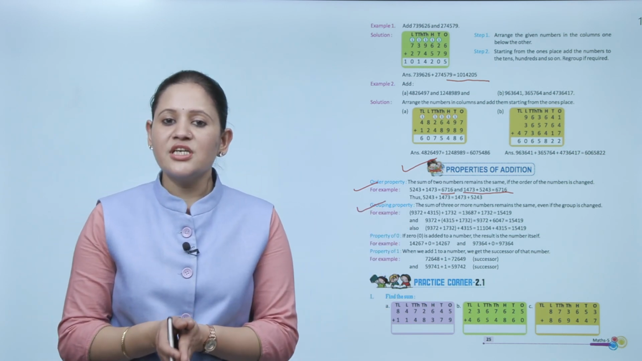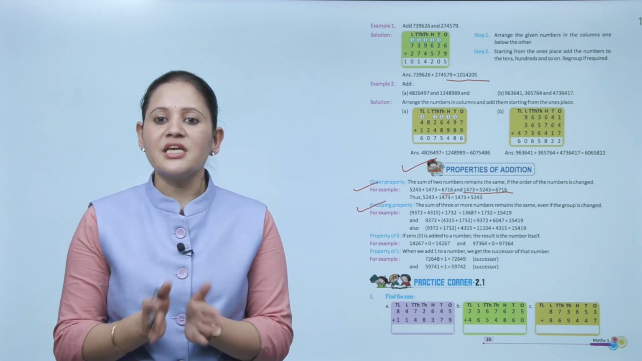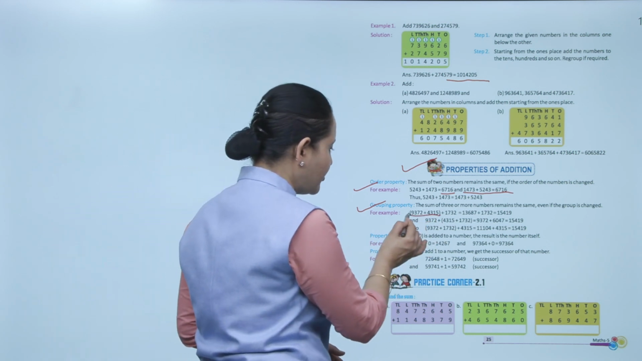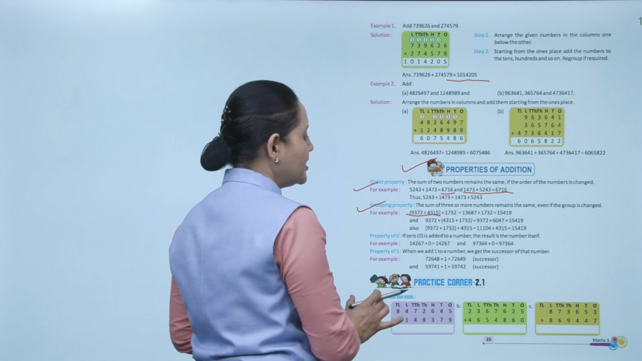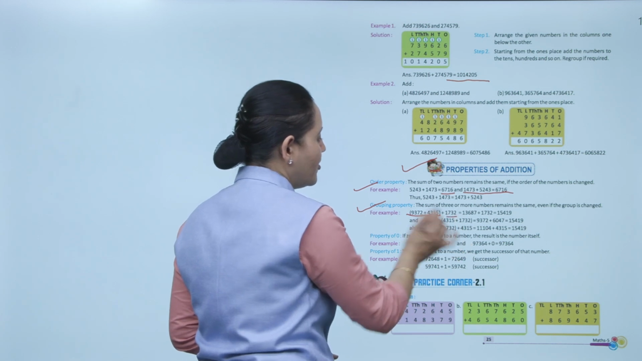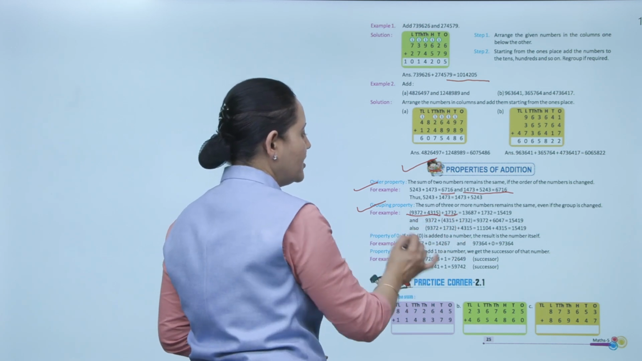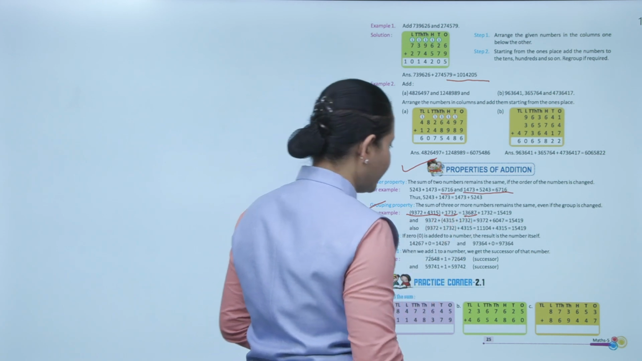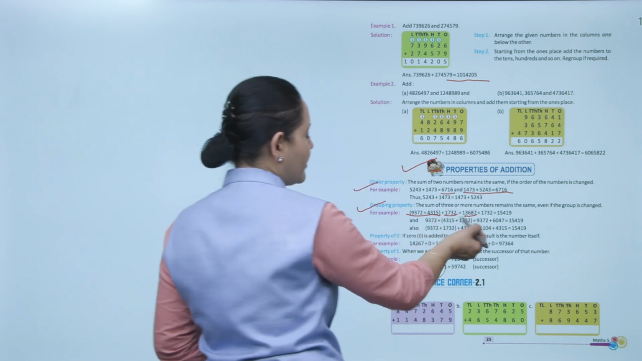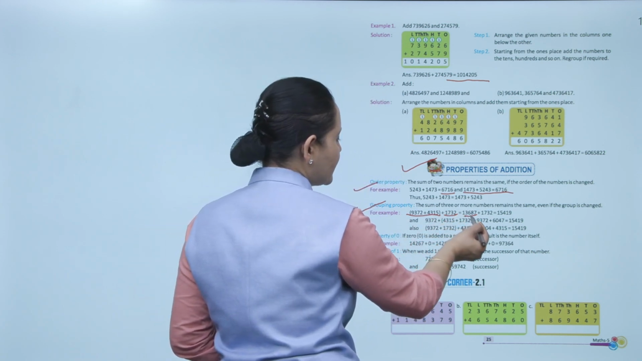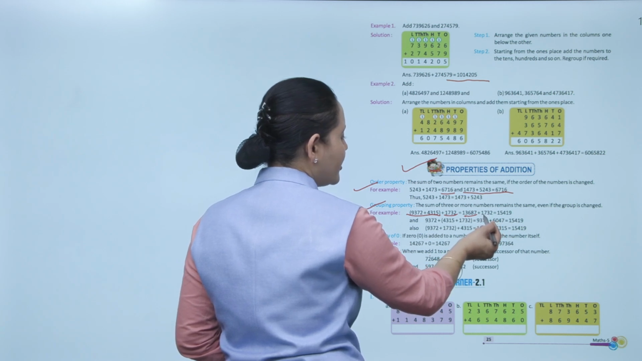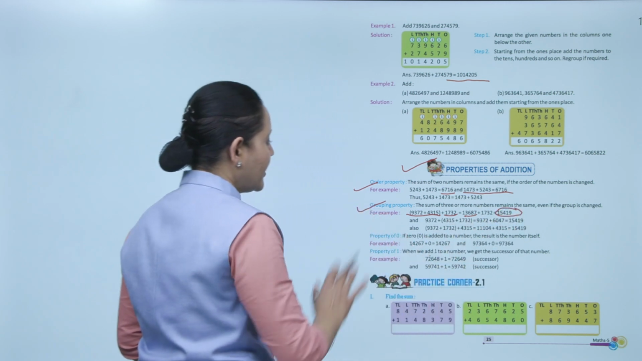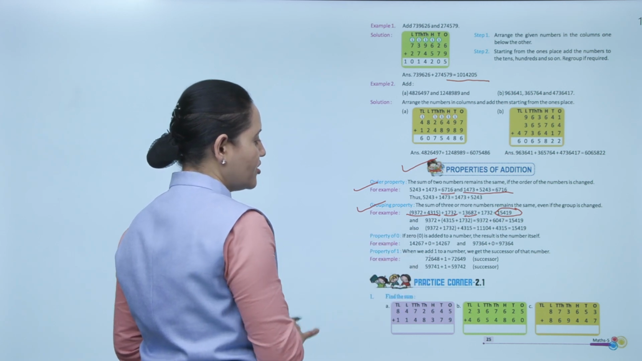The sum of 3 or more numbers remains the same even if the grouping is changed. Like here, first we have grouped these two numbers. We have added these two numbers and added 1,732. It will get 13,687. Clear? We added these two and got 13,687, to this we added 1,732 and will get 15,419.